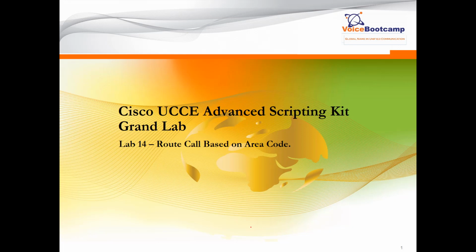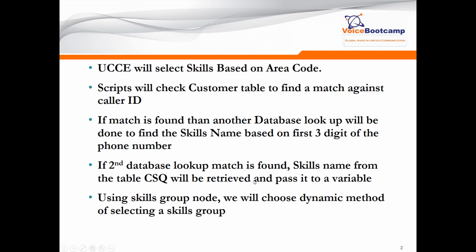So if the caller ID of the person from the database was from New York, it will select a New York skills group. The requirement for this lab is that we will select skills based on the area code. The script will first check the customer to see if it is an existing customer. And if it is, it is going to find the phone number of the customer, which is usually 10-digit and saved in the database.